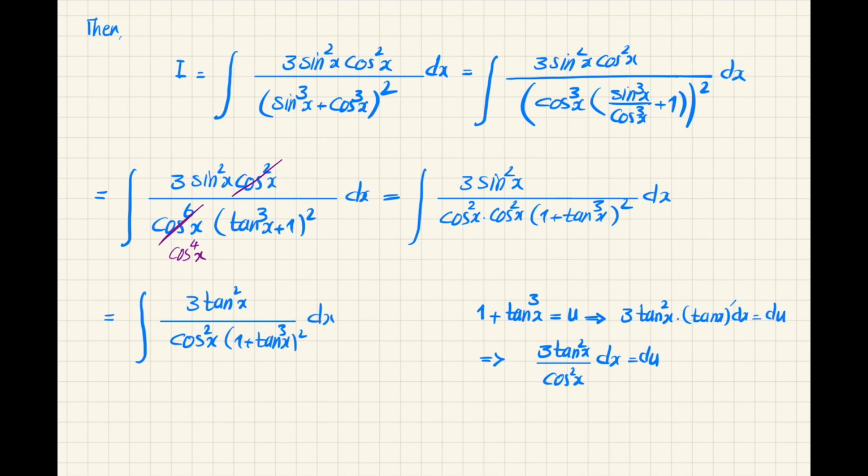So then this integral becomes the integral of du divided by u squared, but this is a famous integral, so it becomes minus 1 over u plus a constant. Then I will replace u with its expression in terms of x. Then I will get the answer which is provided in the problem itself.